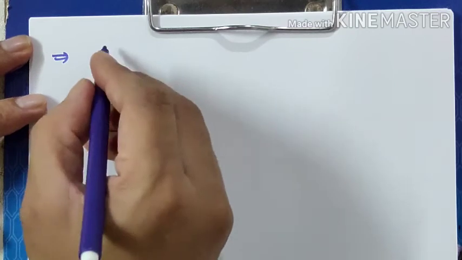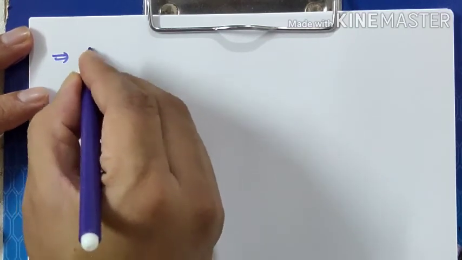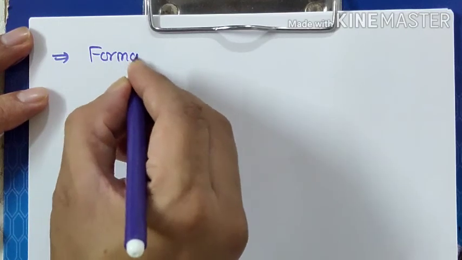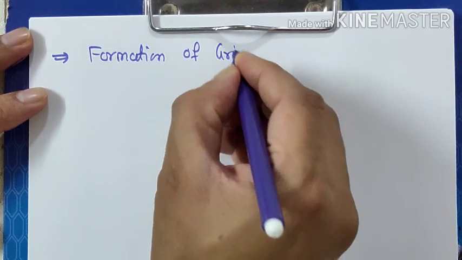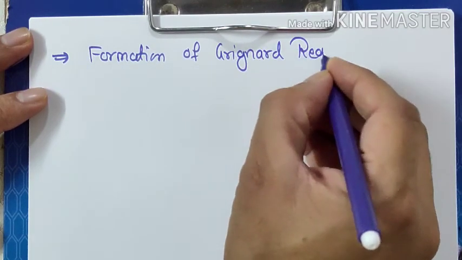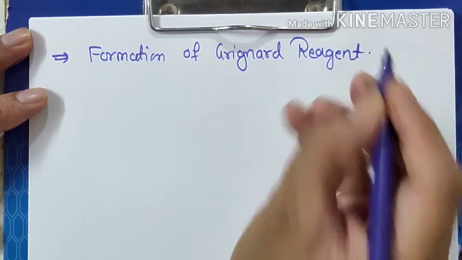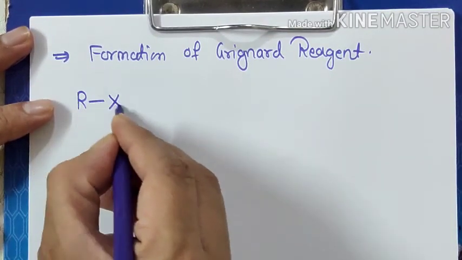What is this reaction called? It is the formation of Grignard reagent, and this is a simple one. Formation of Grignard reagent, and that's simple. Okay, we take an alkyl halide, RX.